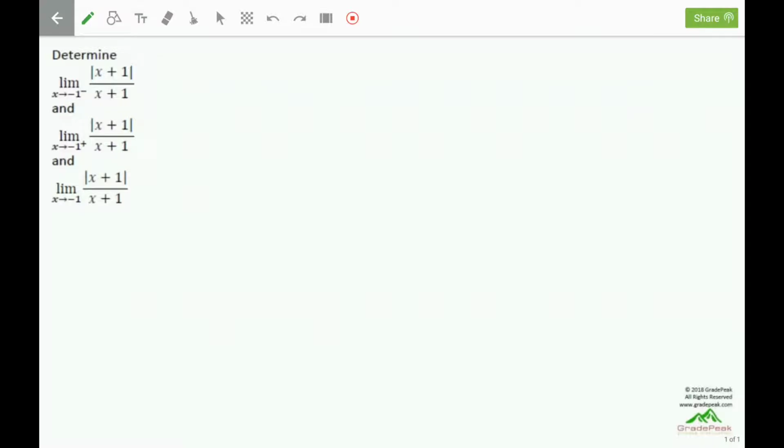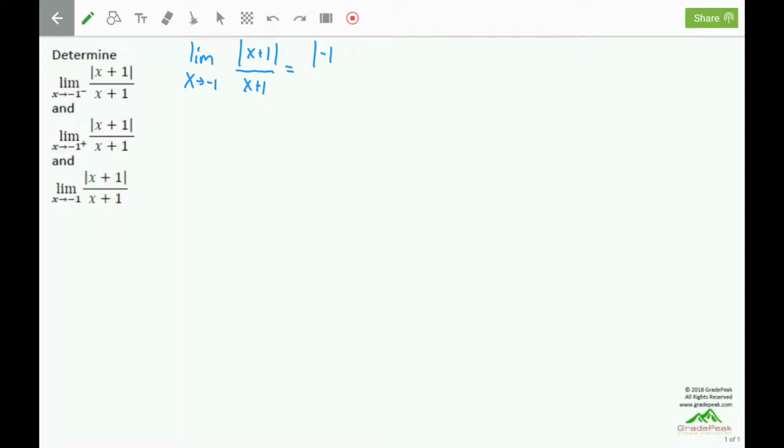Determine the left-sided limit and the right-sided limit and the two-sided limit as x goes to -1 of the absolute value of x plus 1 over x plus 1. Each of these limits involves the limit as x approaches -1 of the absolute value of x plus 1 over x plus 1. The first thing to do is try plugging a -1 in for each of the x's.